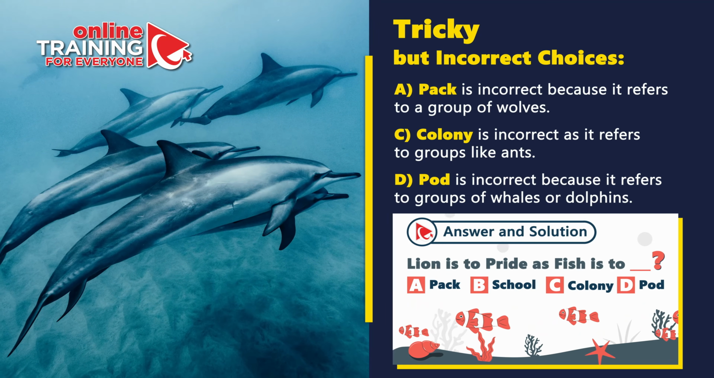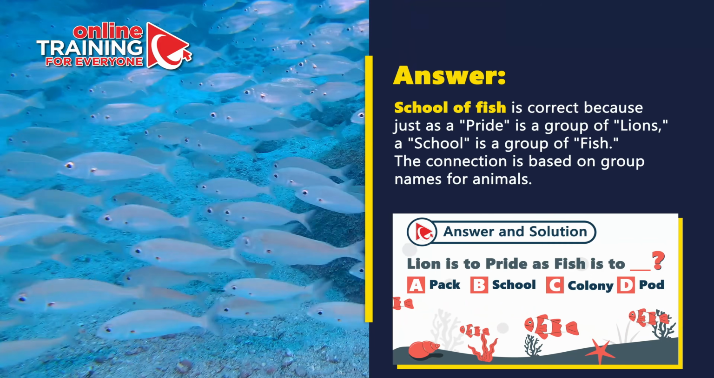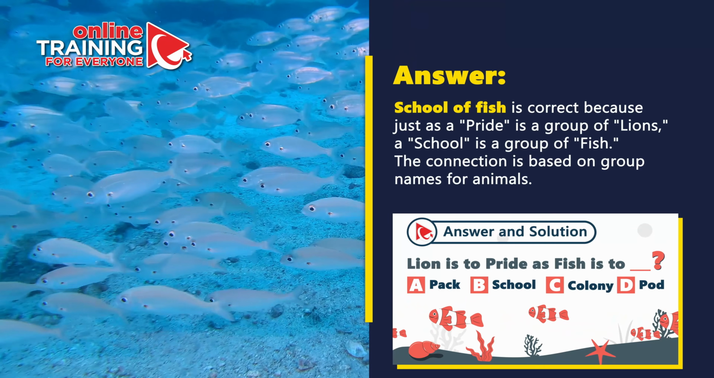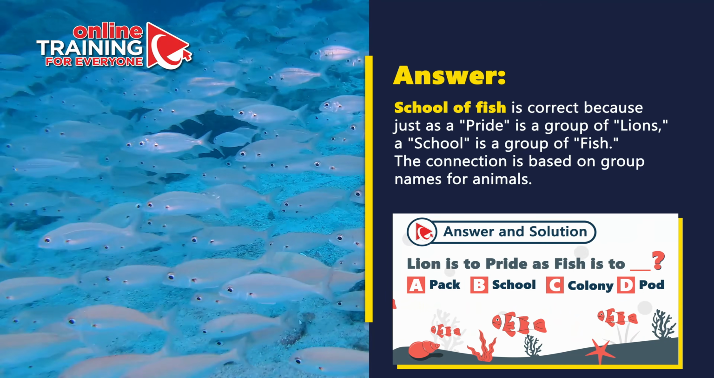Which leaves us with school. School of fish is correct because just like a pride is a group of lions, a school is a group of fish. And the logical connection here is based on the group names for the animals.